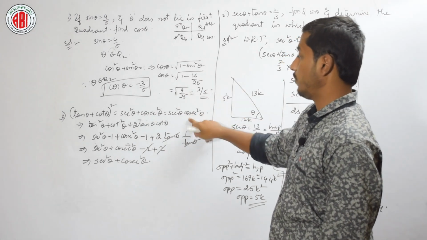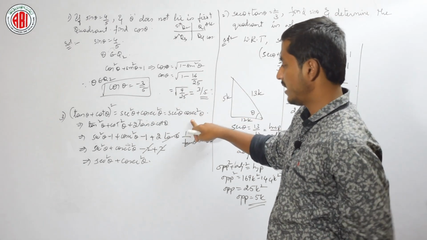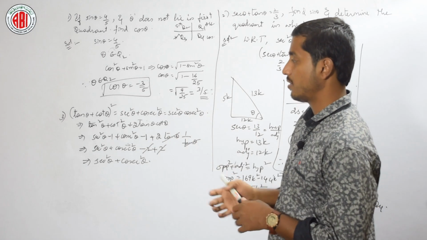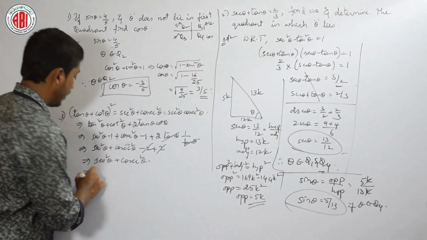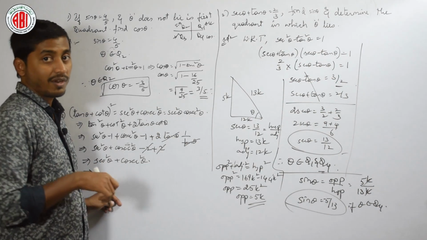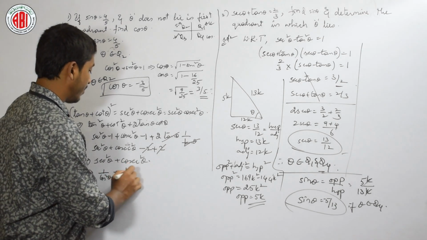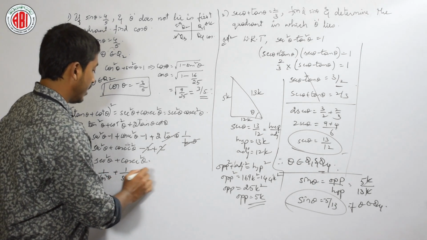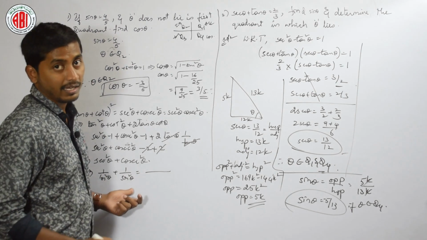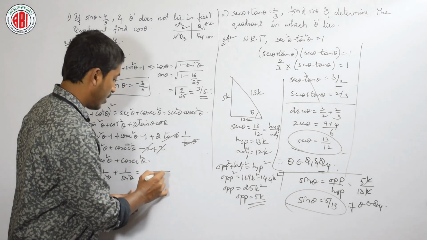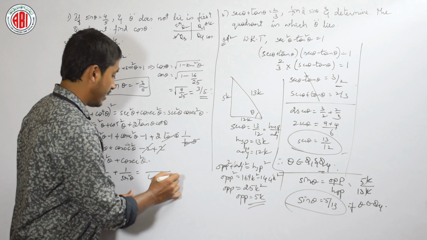How to find this? Just convert them into sine and cos. We will see how to get it. See here, secant square theta can be written as 1 by cos square, right? Cosecant square can be written as 1 by sine square. If we take the LCM of cos and sine, we will get cos square theta into sine square theta.